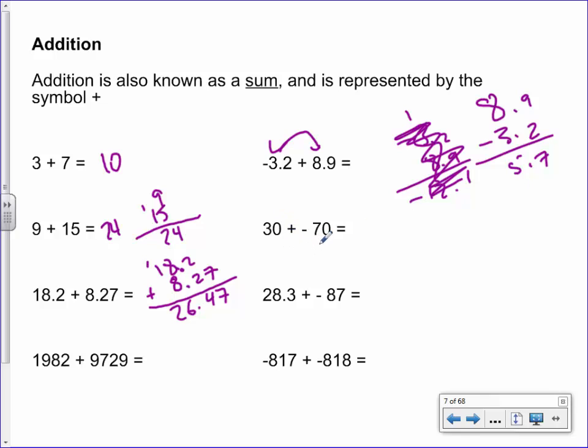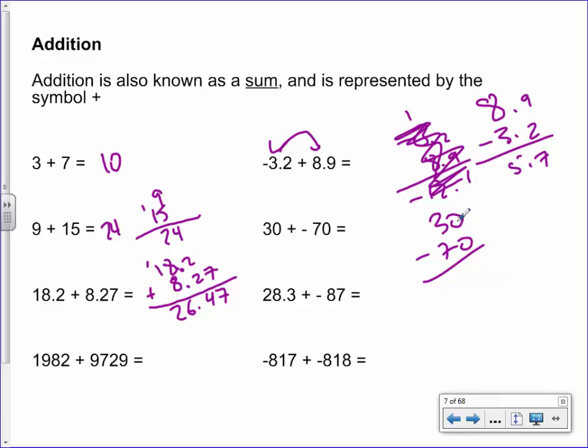What about this one right here? 30 plus negative 70. Can you add a negative? What happens when you add a negative? It's just subtracting, really, right? You're adding a negative, just subtracting. So this is really 30, subtract 70.